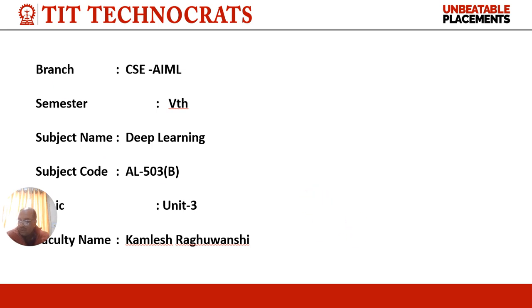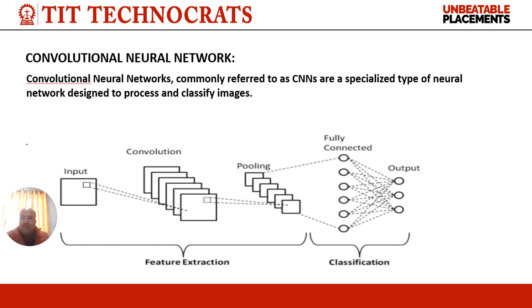Convolutional neural networks, commonly called CNN, are specially designed neural networks for processing image data. Unlike the traditional neural network that treats the input as a simple vector, CNN understands the spatial structure of an image: the pattern, the shape, the texture.